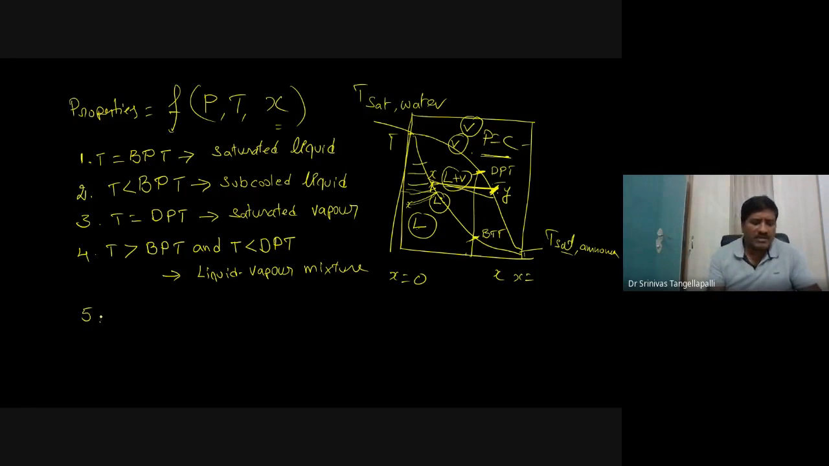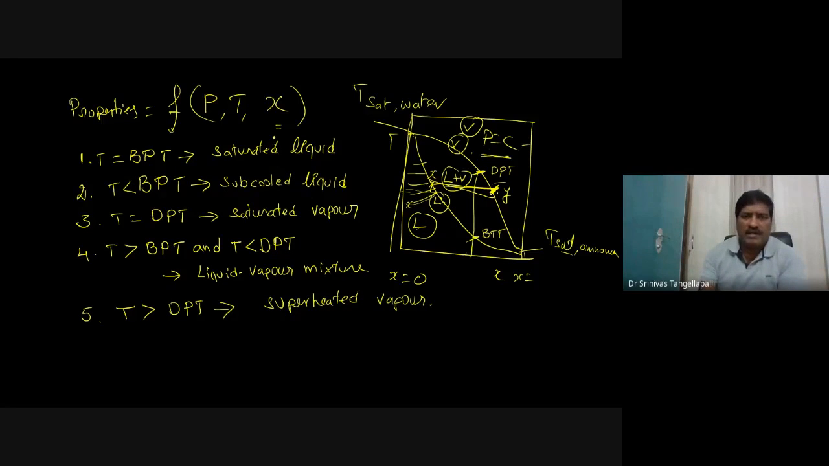The last one, the temperature is greater than dew point temperature. This region is called superheated vapor. So at given conditions, that is the pressure, temperature and concentration, we may decide the state may fall in any one of these five regions. I am listing 5 regions. Out of these 5 regions, the state will fall in only one region. One region only it is falling.